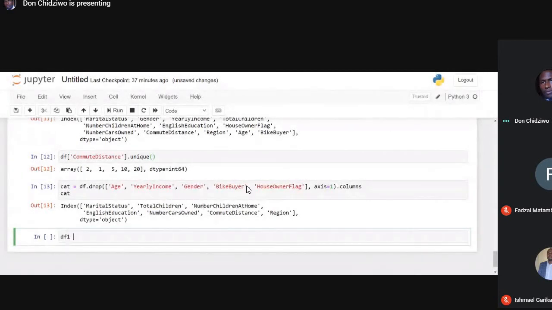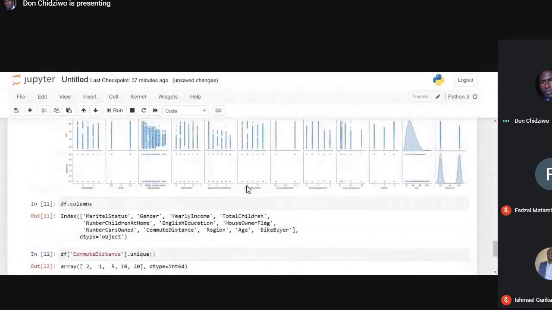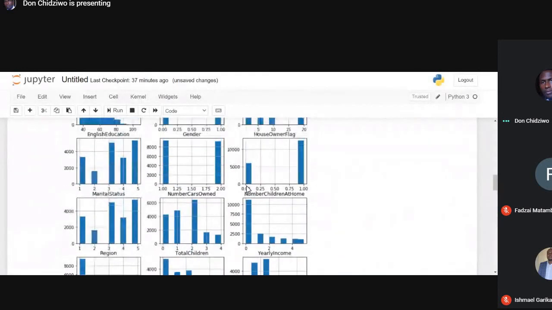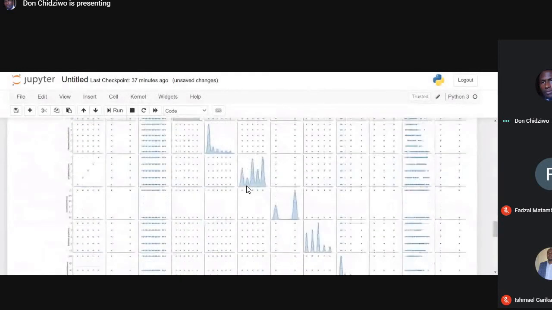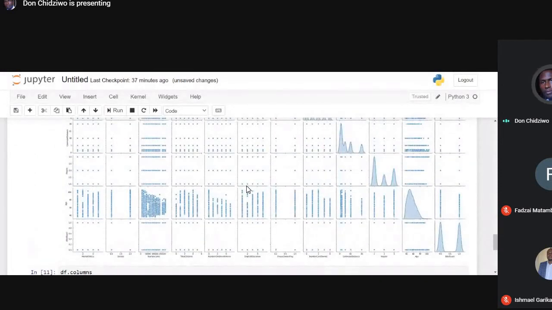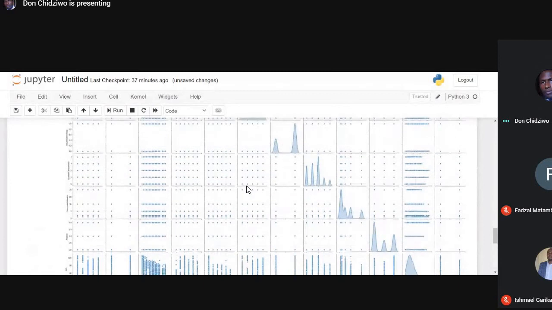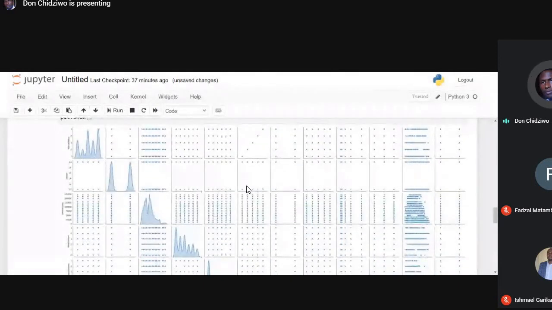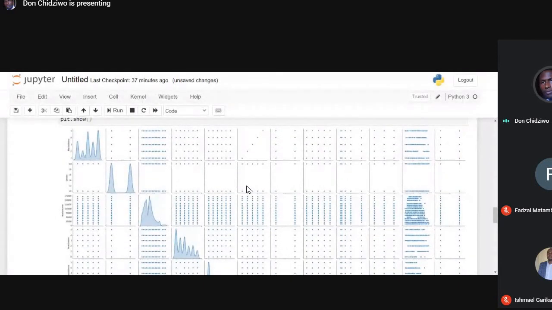So, John, after what we have done, after the pair plot, how do we know that we still need to do more of EDA? Usually after a pair plot, I then start intervening.